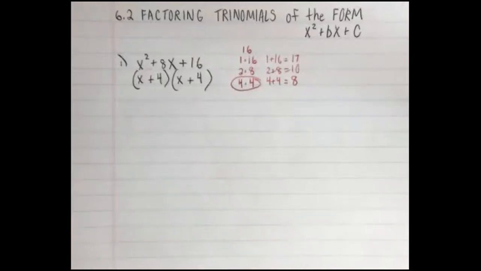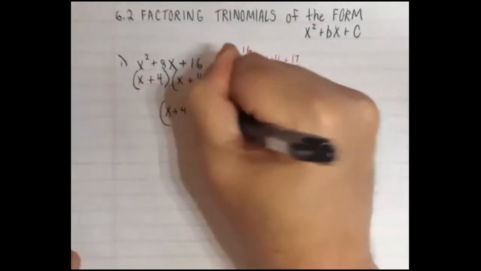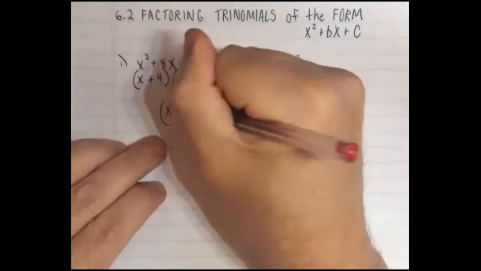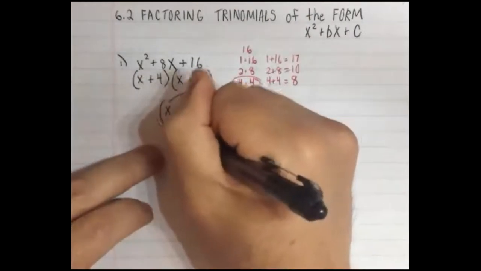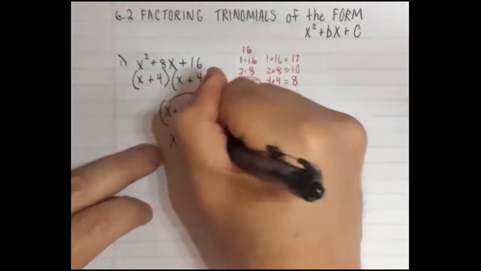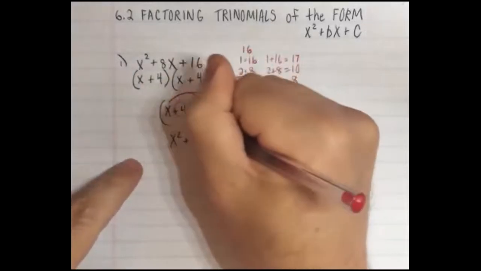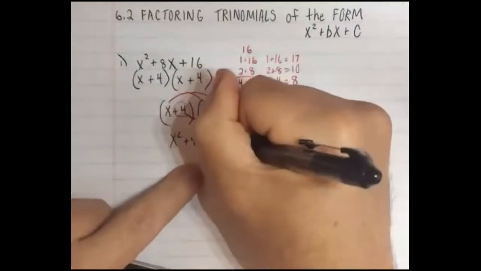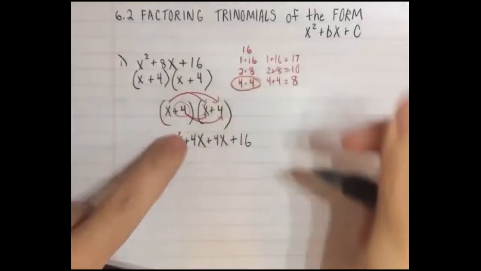Well, why does it work like this? What is happening here? So let's go back and remember, if I was multiplying these together, I would do x times x and x times 4, so I would get x squared plus 4x, right? And then I come to the second term and do the same thing: 4 times x gives me 4x, and then 4 times 4 gives me 16.